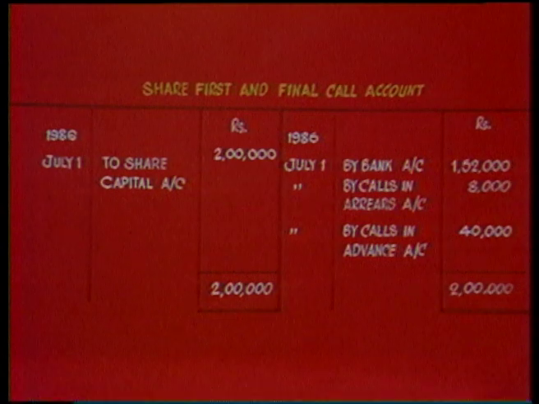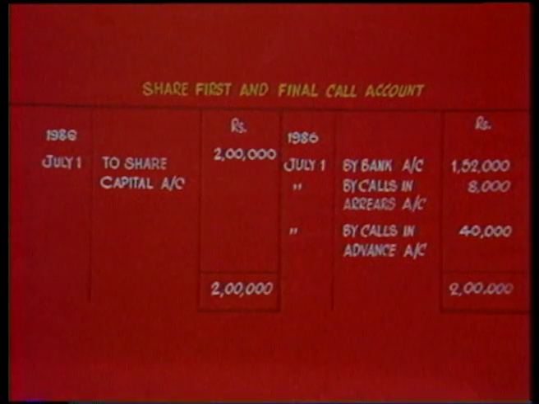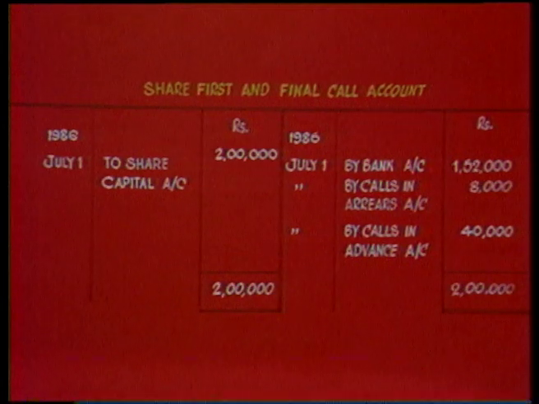Next, we will see the posting in the share first and final call account in Alfa's ledger. You have noted while passing the journal entries that an amount of 2 lakhs of rupees is due towards first and final call money at the rate of 4 rupees per share on 50,000 shares. Let us see the posting on the debit side of the share first and final call account.